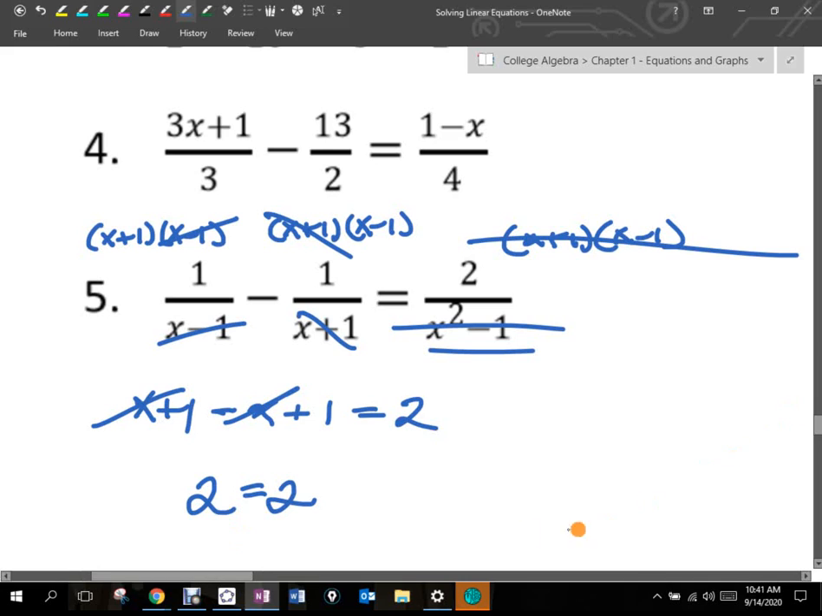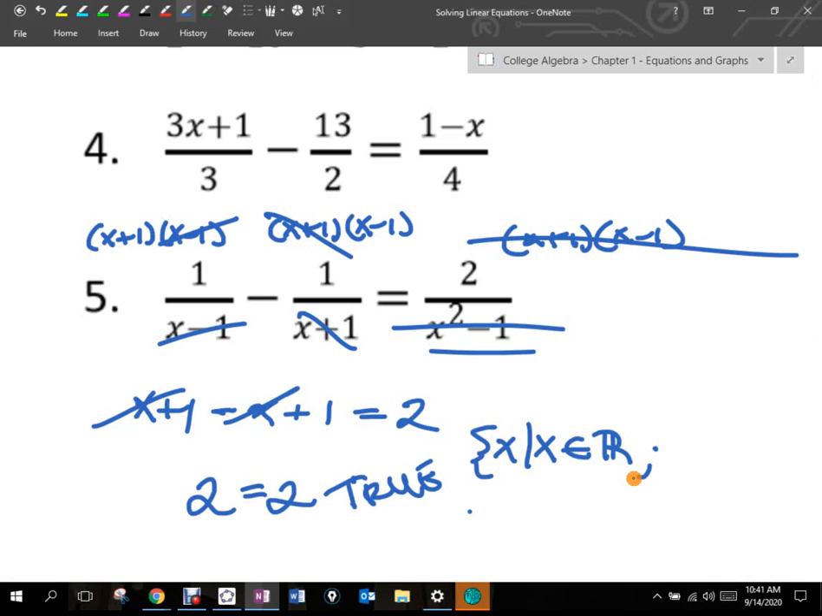What kind of statement is that? True. So how many solutions? Okay, so infinite solutions. Okay, and we'll talk in upcoming chapters of how we write this. But with curly brace, I'm going to write X such that X is an element of our real numbers. Okay, which is basically telling you that X can be anything. But can X be anything? What can X not be? 1 and negative 1, because in the original problem, there was division, right?